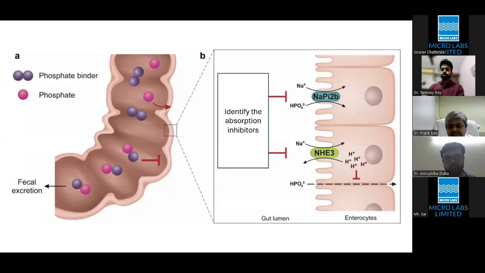So it was used, sir. In refractory hyperphosphatemia, sir, we use this. If the phosphate levels are persistently above 5.5, then we use this, sir. Okay. Next slide.